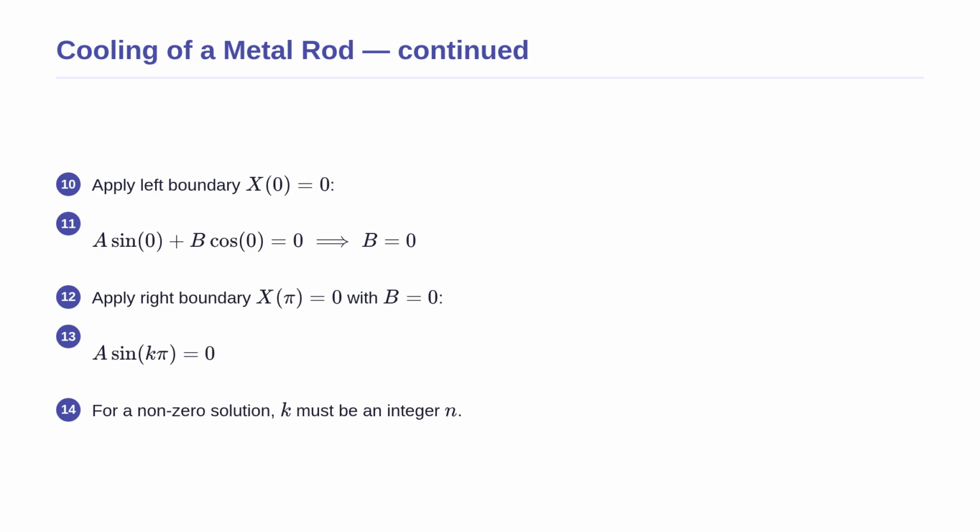Now, we apply the right boundary condition at x equals pi. Since b is 0, we are left with a times the sine of k times pi equals 0. To avoid the entire rod being 0, k must be a whole integer, which we will call n.